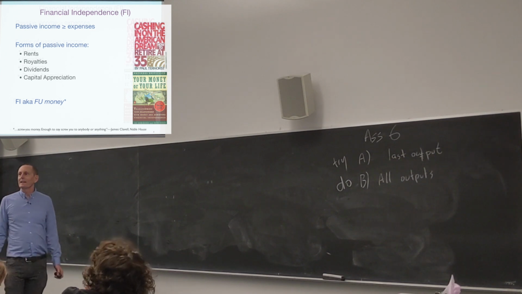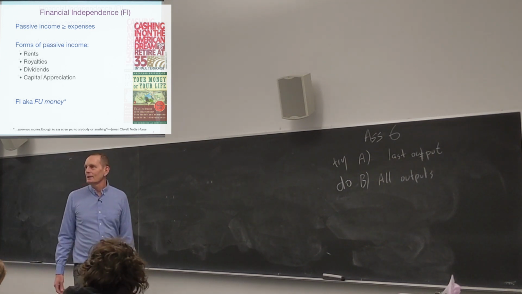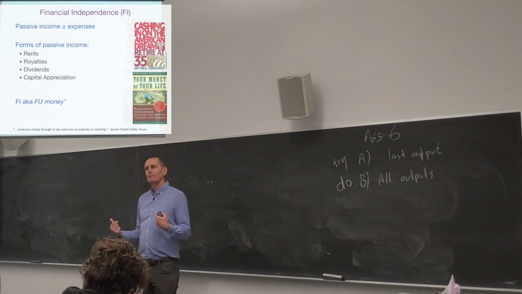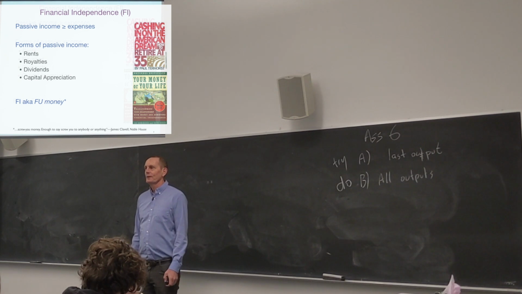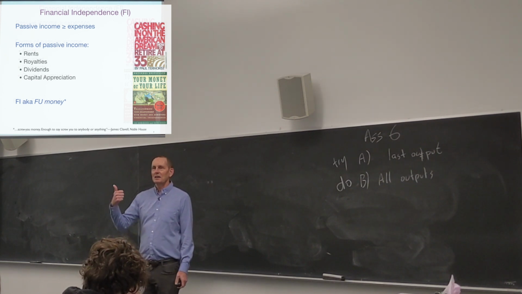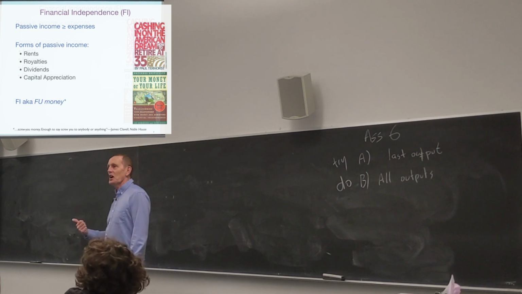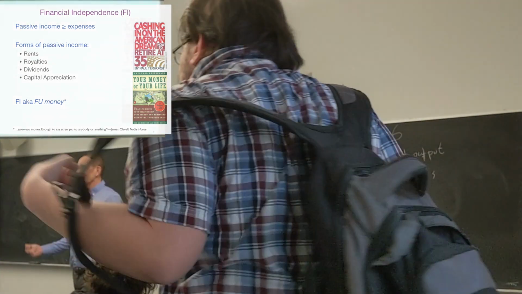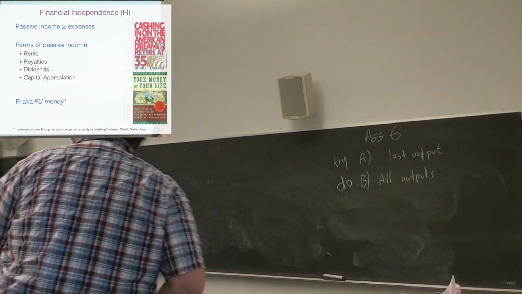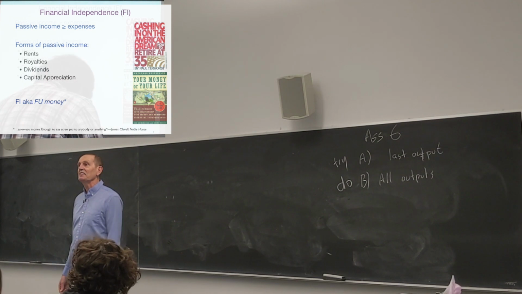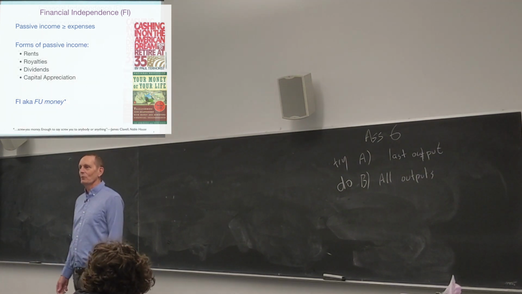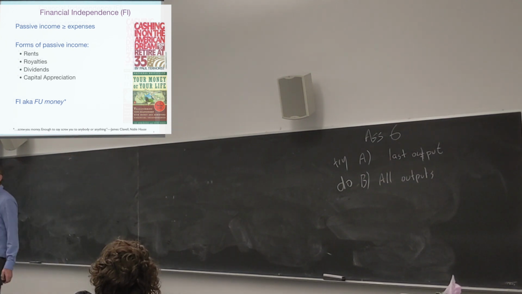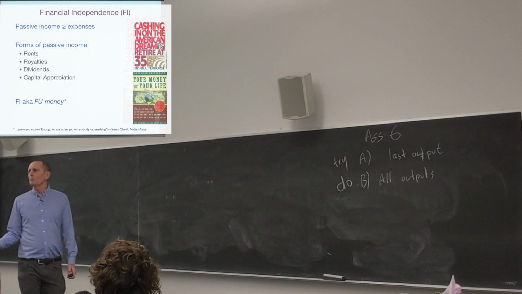I want to introduce the idea of financial independence. So financial independence is the situation you're in where your passive income exceeds your expenses. Passive income being like dividends from stocks, capital appreciation, rent, if you have, let's say, rental properties or something like that, royalties, things like that. Investments of one sort or another. It's often called FU money. Never can quite figure out what the FU stands for.